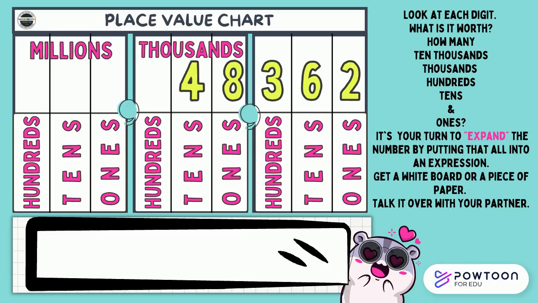Look at each digit. What is it worth? Ask yourself, how many 10,000s? How many thousands? How many hundreds? How many tens? And how many ones? It's your turn to expand the number by putting that all into an expression. Get your whiteboard or a piece of paper, talk it over with a partner. Pause the video. In a little bit, you'll check your work.